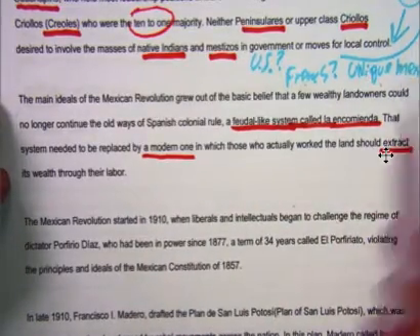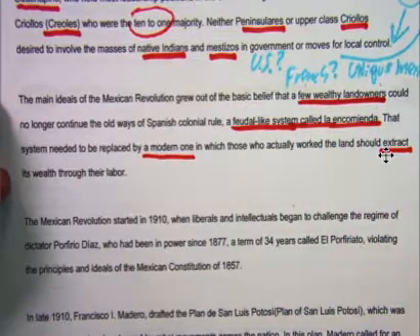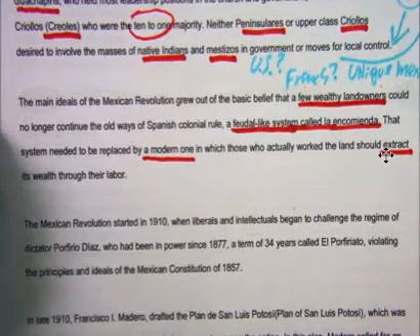And do we know who the wealthy landowners are? Because I'm not sure if they were mentioned previously or not. I'm going to have to look back and compare to other things that I underlined.